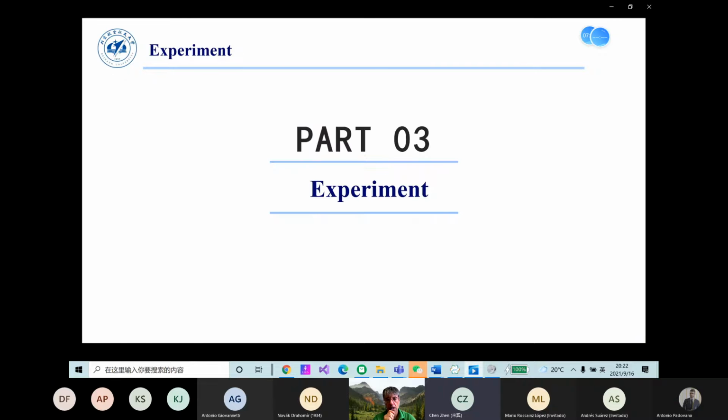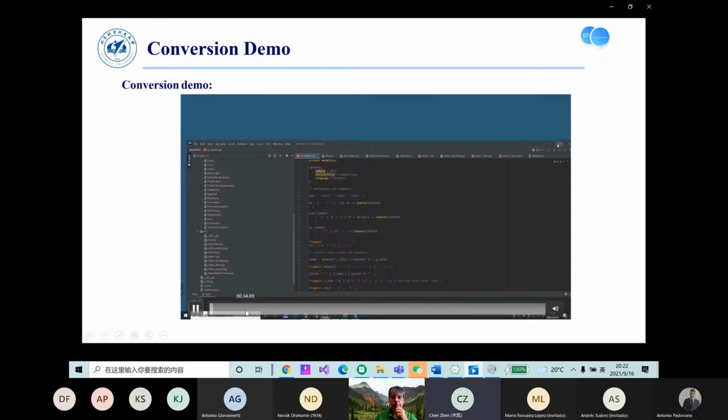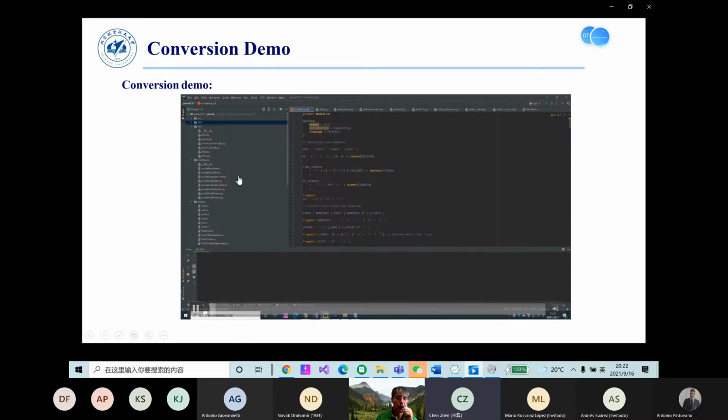And then we apply the framework in the conversion from Modelica language to the target language and conducted experiments. Here is a simple demonstration of the conversion process through a screen recording. On the left are project files, including some interface files and the visitor files, and this is the Backus normal form of Modelica.